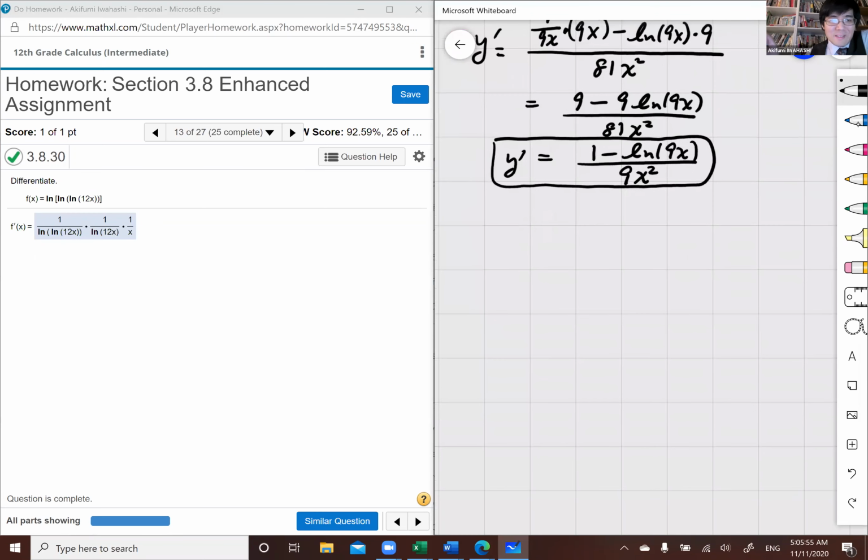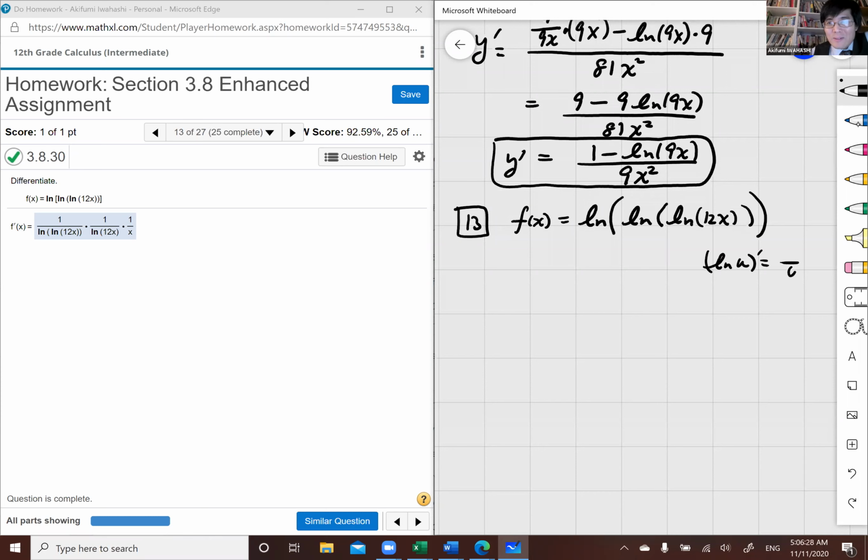This is a challenging one. You will have to use chain rules multiple times. So number 13, f(x) is equal to ln of ln of ln of 12x. It's not the product here, it's a composition of multiple functions. So remember that the derivative of ln u is u dash over u.